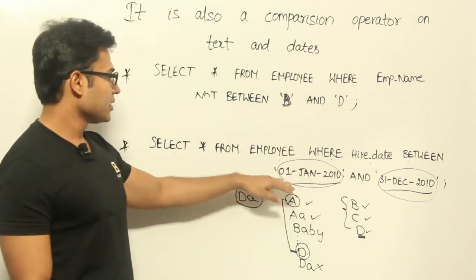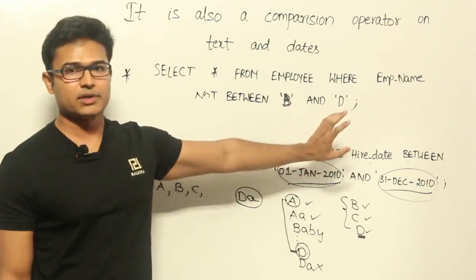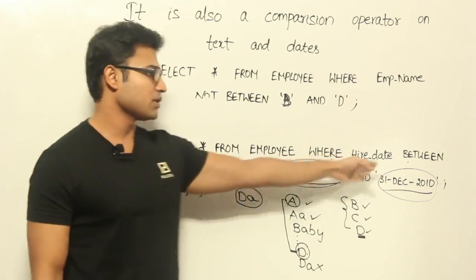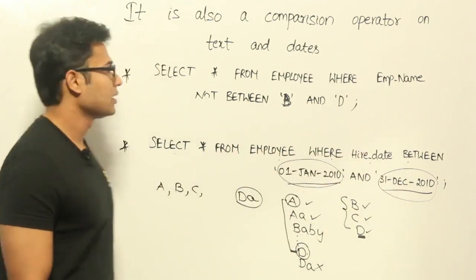Got it? And similarly you can apply NOT here, and everyone before this and after that date will be displayed. Got it? Okay.